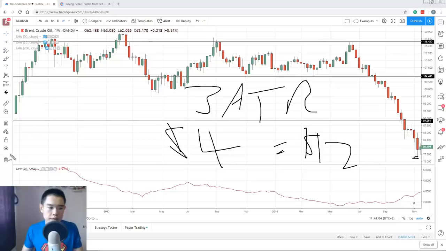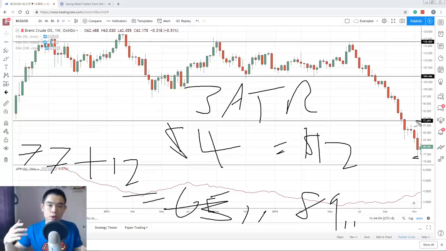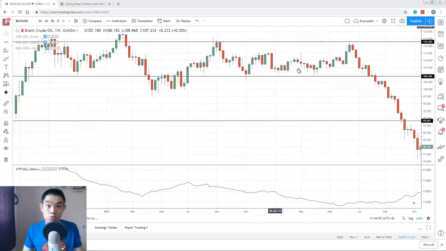So from the lows over here, let's say the lows over here is $77. Okay, so your trailing stop loss will be at 77 minus 12, which is at $65. So this means, sorry, I should be adding, since this is a downtrend. So it'll be 77 plus 12, $89. Okay, so if the price reaches $89 and breaks above it, this is where it hits your trailing stop loss and you exit the trade. So this is how you can actually use the ATR indicator to trail your stop loss.